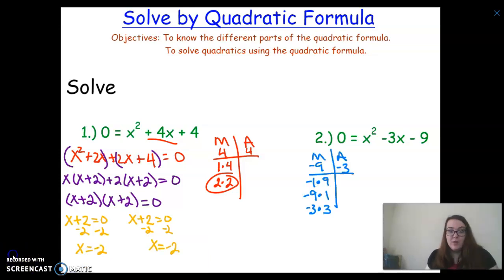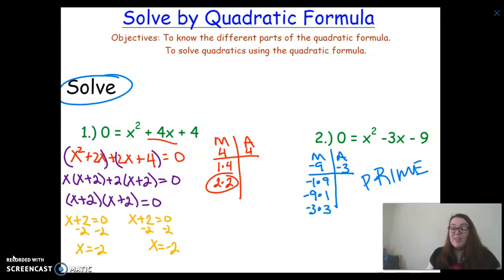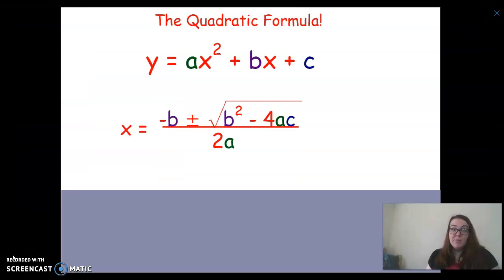You might have noticed that number 2 does not actually factor. Because we are asked to solve, the mistake is that you may have written this. Let me put the P first. How about I make a P instead of an R? You may have written this. If I was just factoring, yes, I would have said prime. But I was asked to solve, which means it's not actually prime, and there is actually a way to get the answer. That is where the quadratic formula comes in.